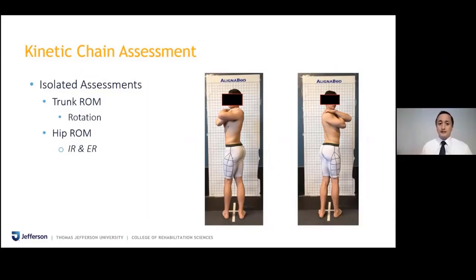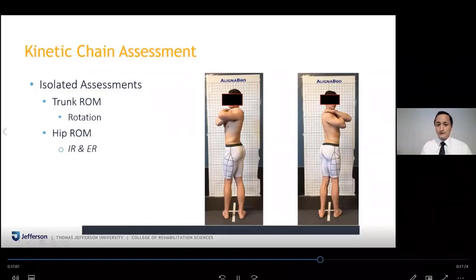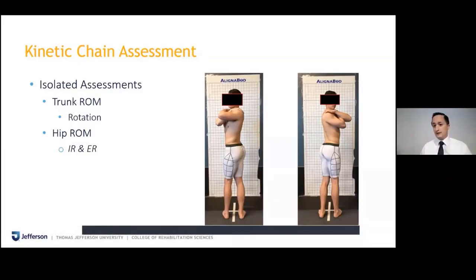So isolated assessments would look at trunk range of motion or hip range of motion. So you could take images. Down in spring training with the Phillies every year, we take these images on an iPad. We use the line here just as a frame of reference, but we have them rotate one direction and then rotate the other. And you can see there's a deficit there, right? They can rotate way better to the left than they can to the right.